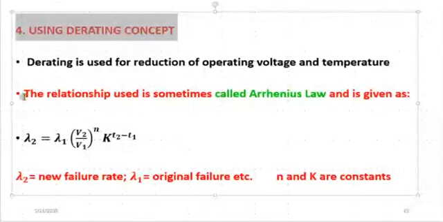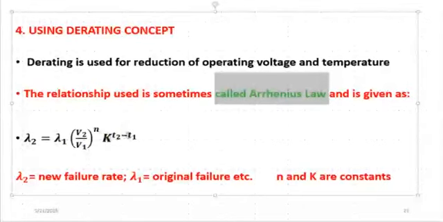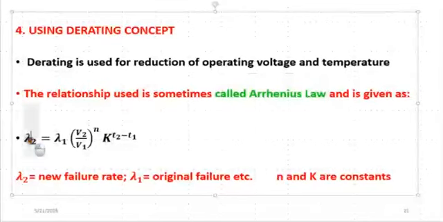Now, the formula we use for calculating the new failure rate when derating is applied, we call it the Arrhenius law, and it is given by this: lambda 2 equals lambda 1 into (V2 over V1) raised to power n, times k raised to power (T2 minus T1), where lambda 2 is my new failure rate, lambda 1 is the original failure rate, V2 is my new voltage, V1 is the original voltage, and n is a constant. K is another constant, T2 is my new temperature, and T1 is the original temperature.